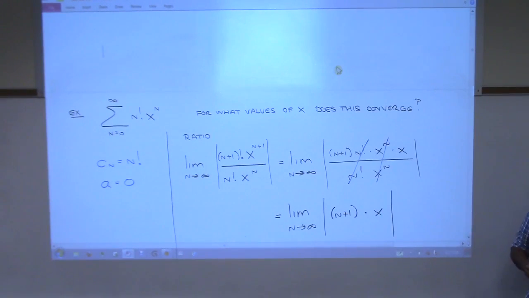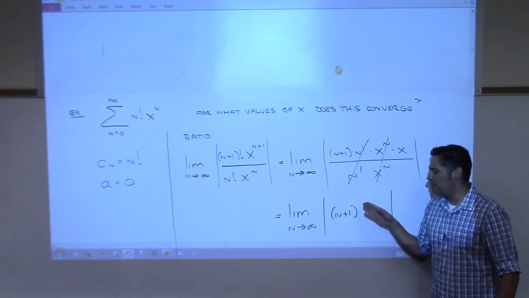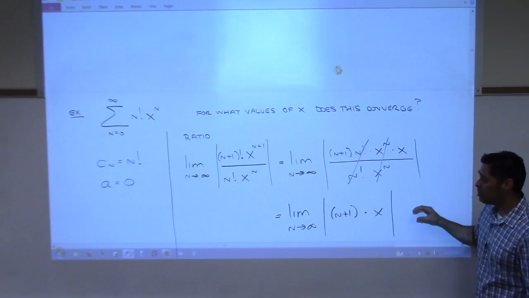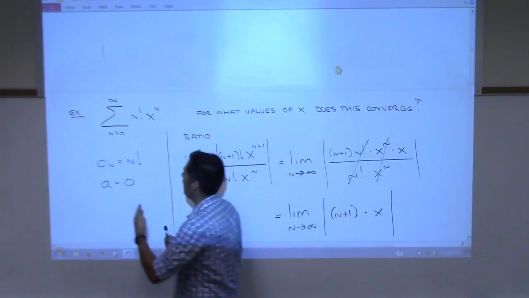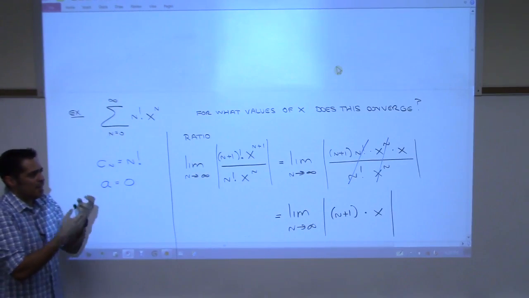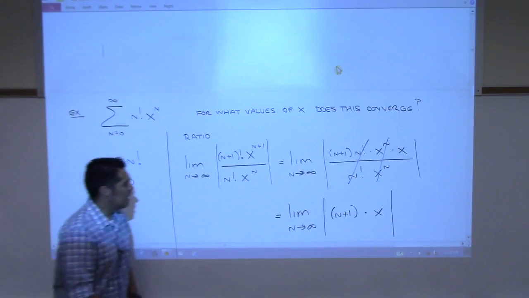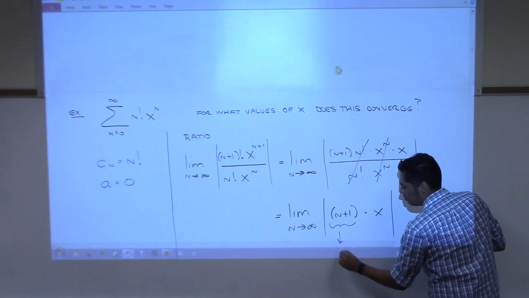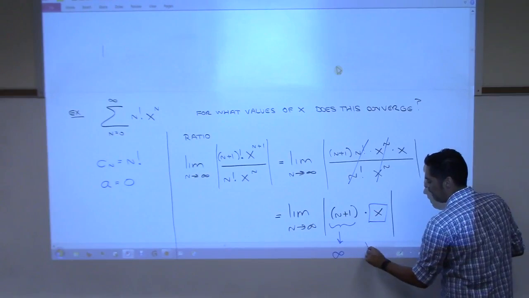Now, the question is, can I control this? Can I keep this from becoming bigger than 1 or not? Because I need to make sure this stays less than 1. So if you hand me an x to plug into this thing, am I going to be able to keep this ratio from blowing up? No. Because this piece right here, n plus 1, is headed to infinity, isn't it? And this piece right here is fixed.